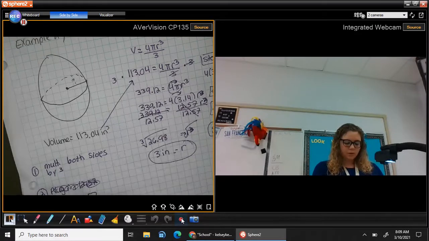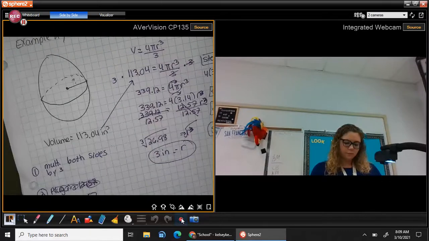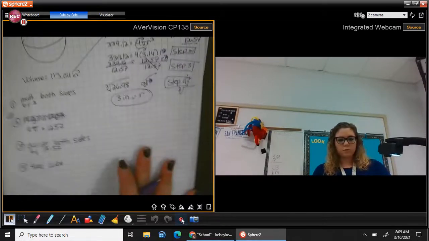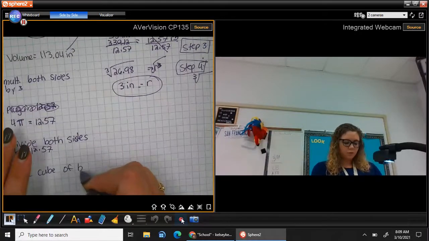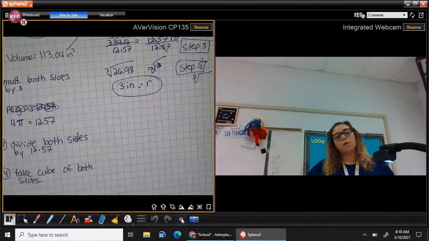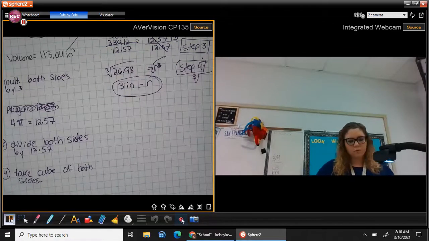Step 3, divide both sides by 12.57. And then step 4, take the cube root of both sides. And that's how you solve these problems. Okay, we're going to do another one.